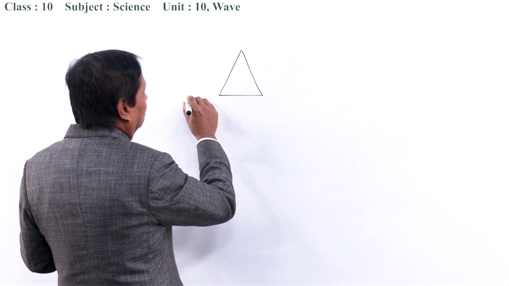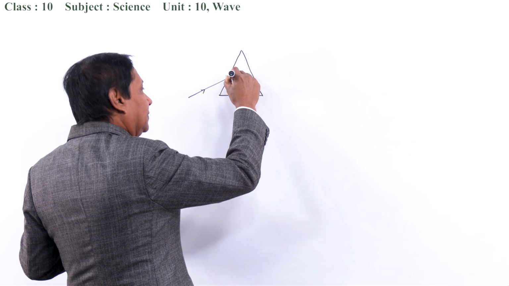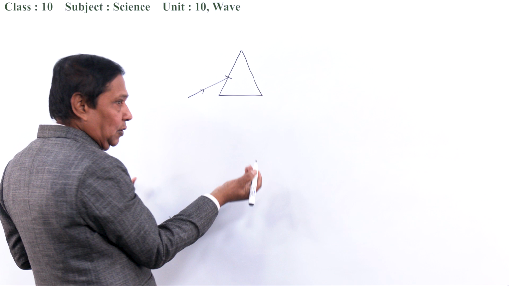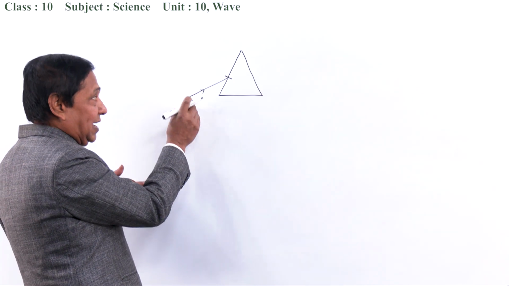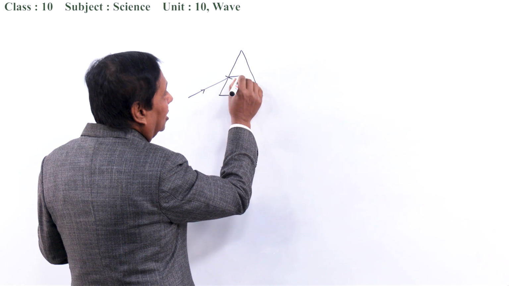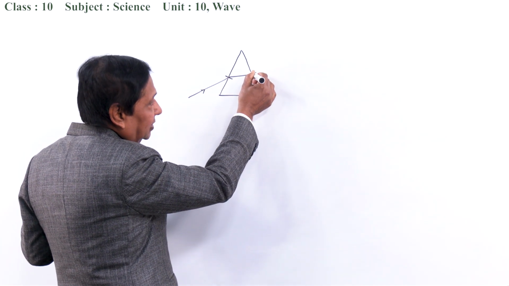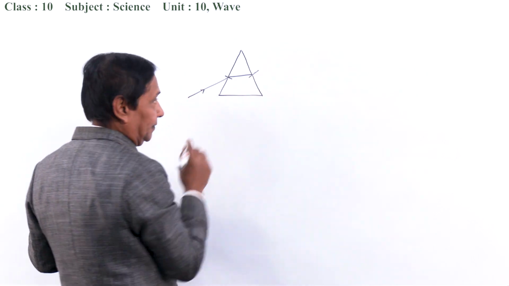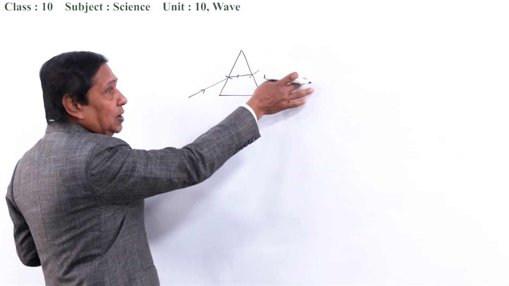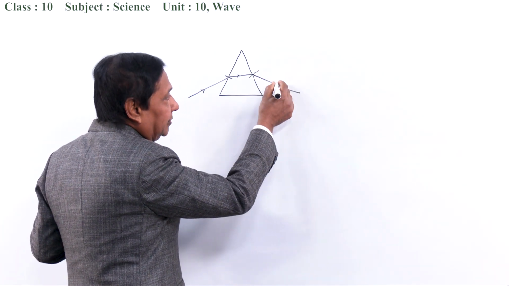If light comes to the prism from one of the sides, this is the normal and it cannot go straight. It bends towards the normal. We know that light is traveling from the rarer medium, air, to the denser medium, glass. That's why it bends towards the normal this way. And when it comes out from this surface, again we have a normal. Now light is traveling from denser to rarer medium. That's why it bends away from the normal this way.